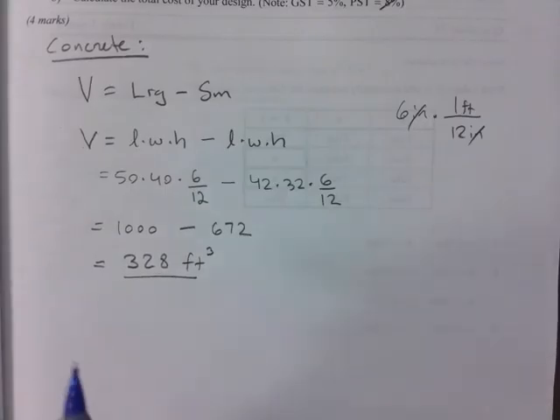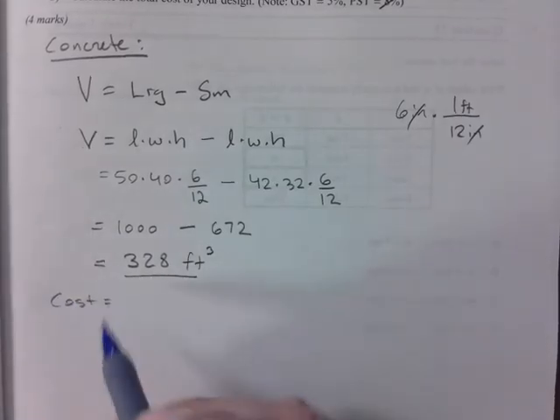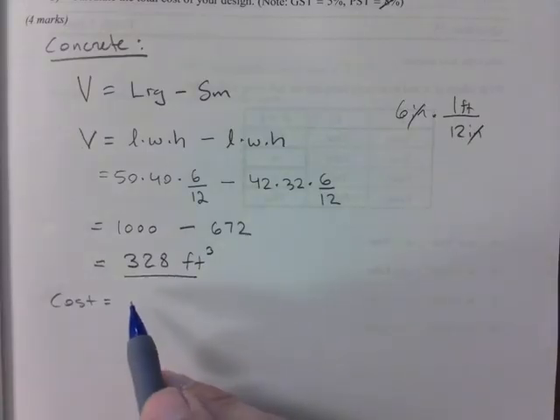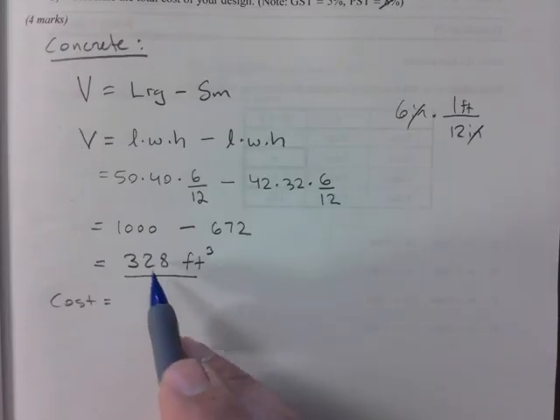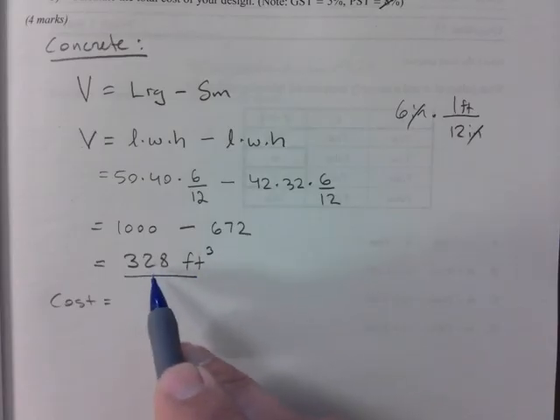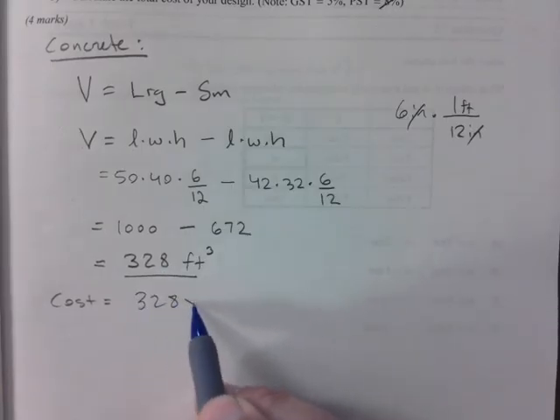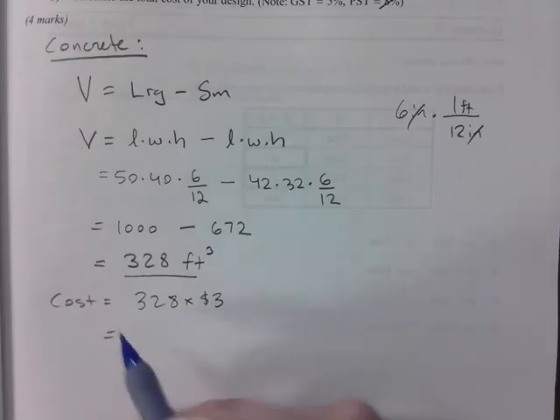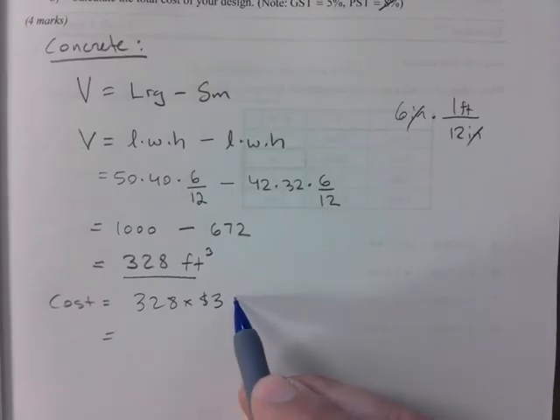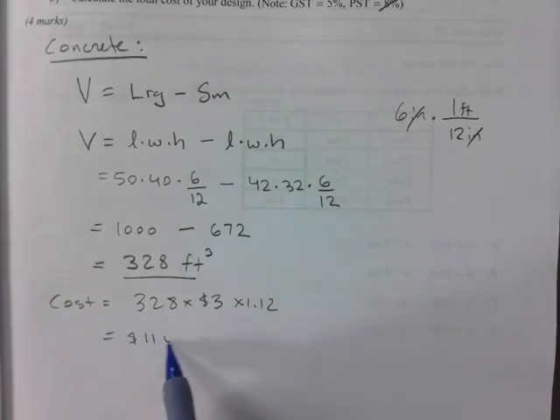So let's do the cost. How much does it cost for concrete? 3 per cubic foot. This is already cubic feet, right? No converting necessary, and it's a whole number. Remember, you'd have to round it if it isn't. So it's 328 times $3, and taxes. Let's do taxes right away. That gives you 1102.08. Almost done, not quite.